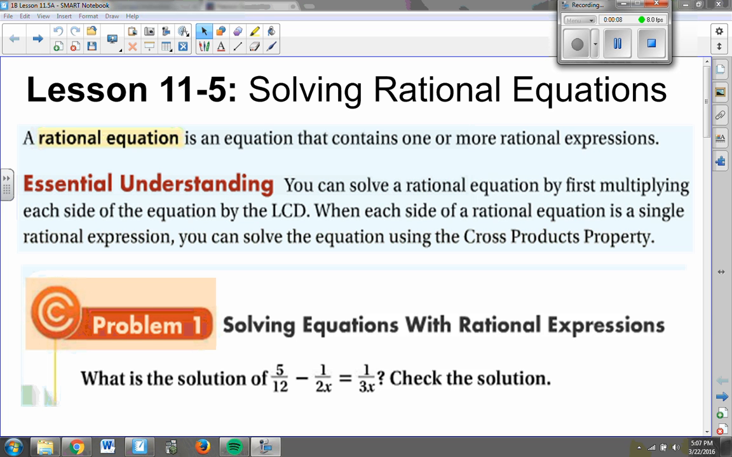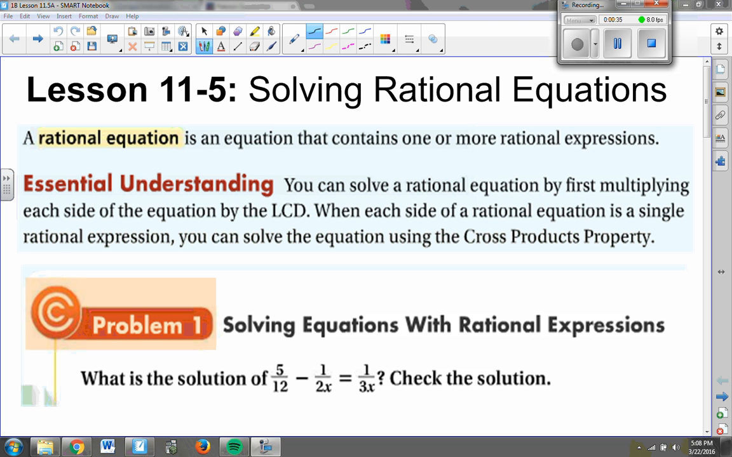I'm solving rational equations. We've been talking in chapter 11 about rational expressions, fractions that involve polynomials, x's, x squareds, and things of that nature. And today, we are going to look at rational equations, which is equations, meaning equal signs, that involve rational expressions. So it'll be rational expressions that equal other rational expressions.